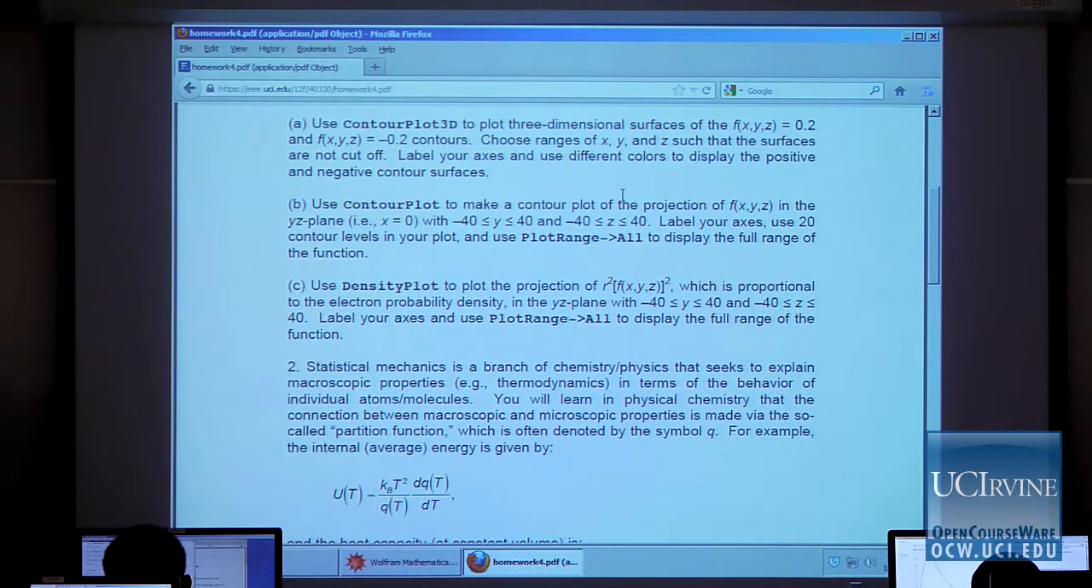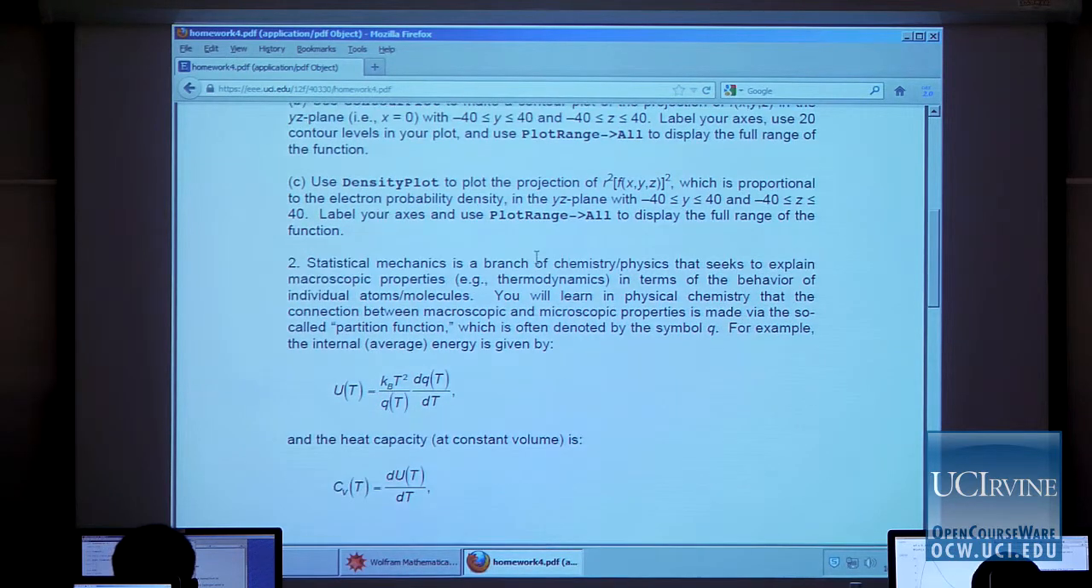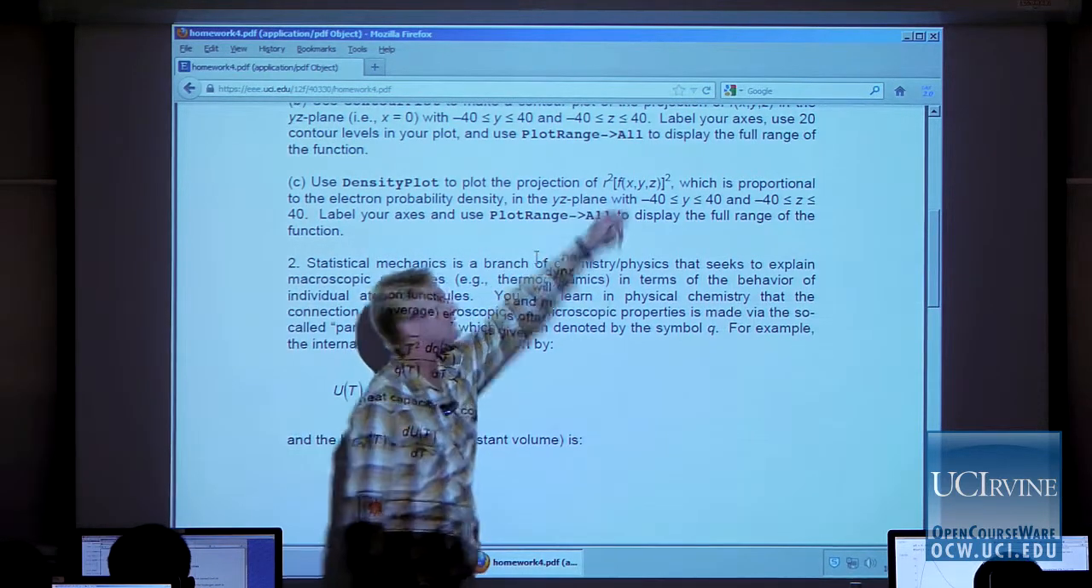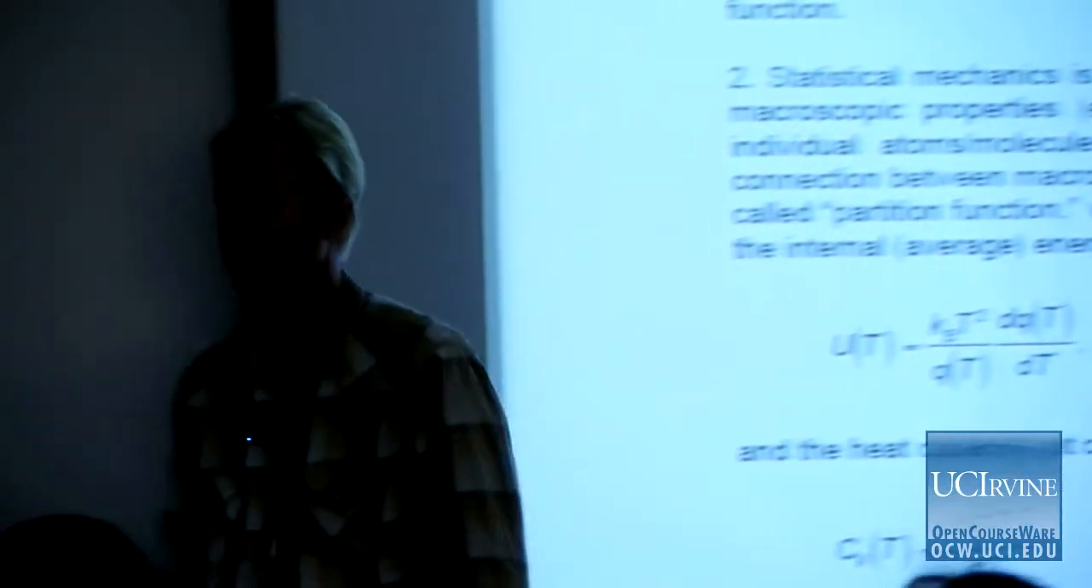And then in part C, what I want you to do is actually plot the same projection of r squared times the function squared, and plot that as a density plot. So this will give you a function that's proportional to the probability of finding the electron in that orbital in the YZ plane. Okay? All right, so that should be straightforward if you follow the examples that we did last week in class.